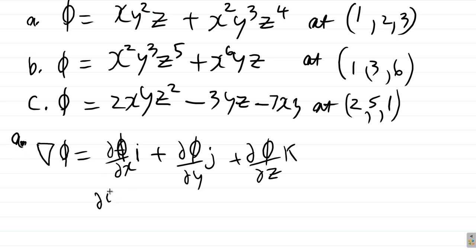What's the partial derivative of phi with respect to x? If we differentiate phi with respect to x, we're going to have y squared z plus 2x y cubed z to the fourth. So we're differentiating with respect to x, so we treat y and z as if they are just constants or numbers.